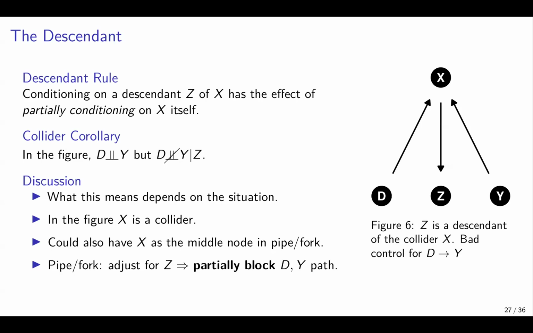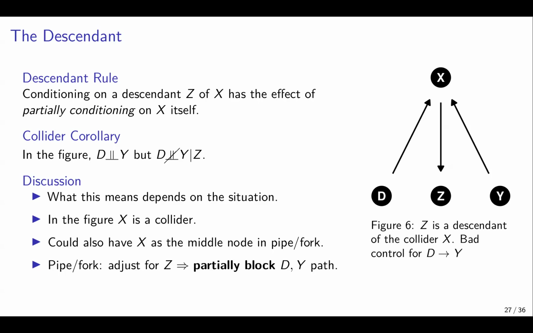Well, after that fun detour, it's time for our final special DAG, and that is called the descendant. So on the right-hand side, we have a DAG that shows the descendant. In this DAG, Z is a descendant of the collider X. So here's the thing about the descendant.